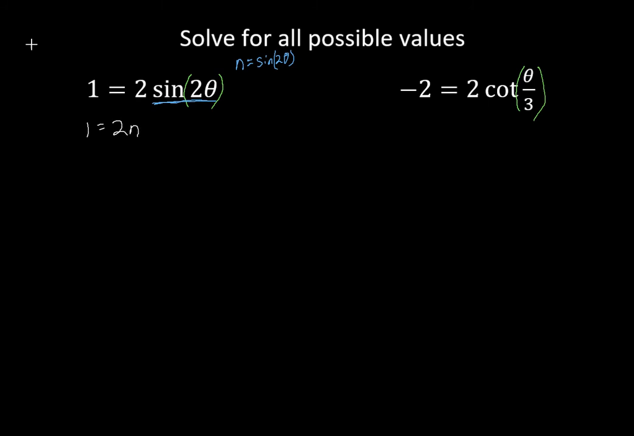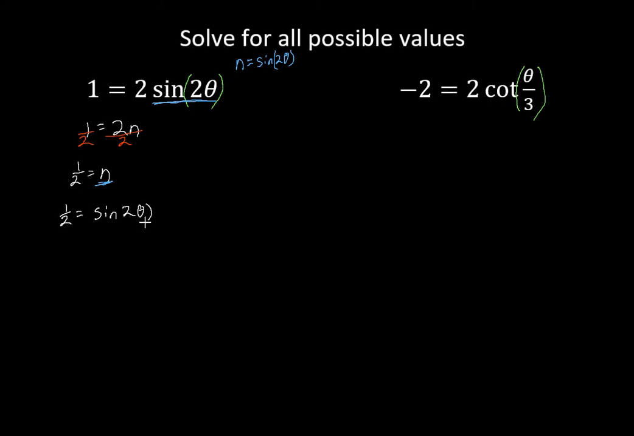So 1 equals 2n. In order to get n by itself, divide both sides by 2. I get 1/2 is equal to sine of 2 theta. I went ahead and resubstituted in. In case you don't see it, let me go ahead and not skip a step here. So now we substitute that n back in. 1/2 is equal to sine of 2 theta.